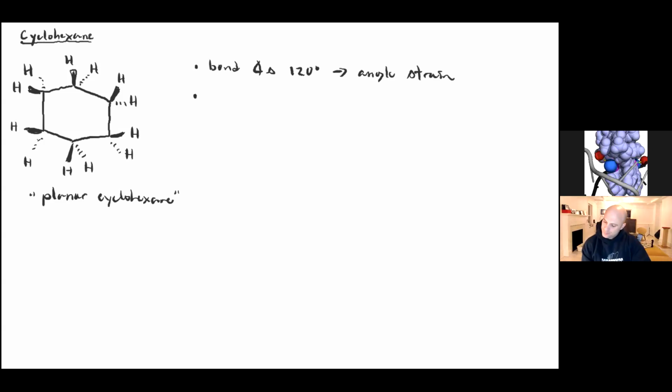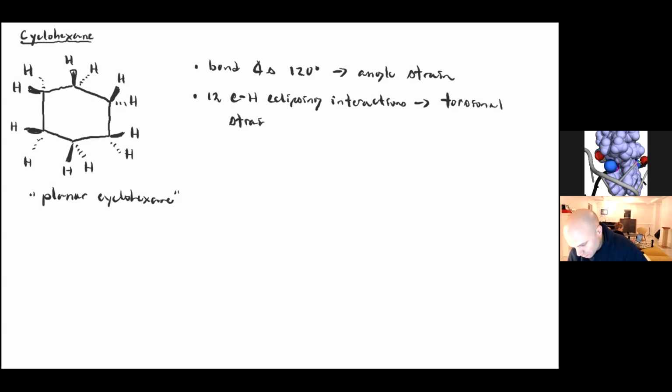Okay, and we have 12 CH eclipsing interactions. So we would expect if cyclohexane were perfectly flat, there'd be quite a bit of destabilization relative to a straight chain alkane. And we know from our experimental heats of formation that that's not the case. The molecule is as stable as a straight chain alkane. So what's going on? What happens is that cyclohexane adopts a non-planar geometry, which we refer to as a chair conformation. And that conformation has zero strain, okay?